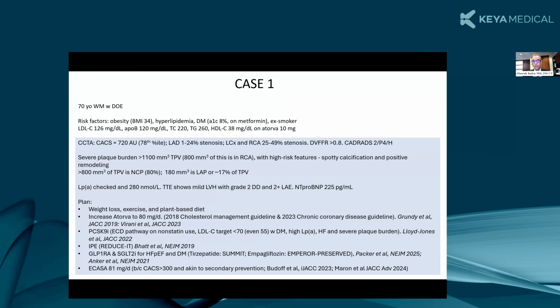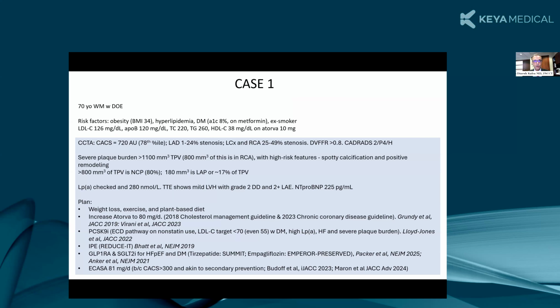I would argue his goal should be less than 55 for LDL, given the multiple risk factors. Added icosapent based on the REDUCE-IT trial because his triglycerides are more than 150. Added a GLP-1 as well as an SGLT2 inhibitor because he has HFpEF and diabetes. And we know these drugs are not just atheroprotective, but also help in heart failure.